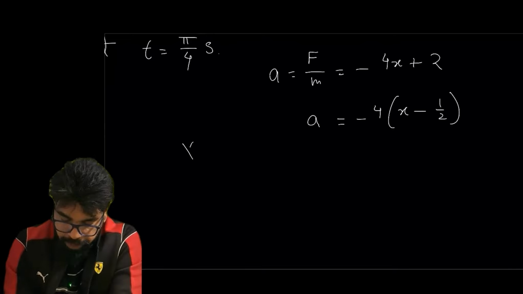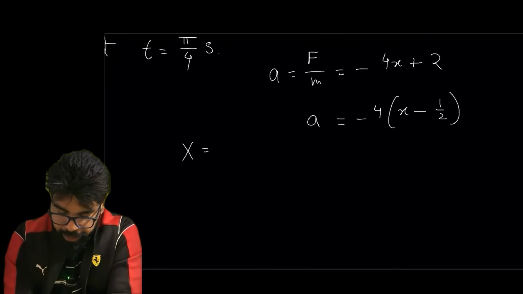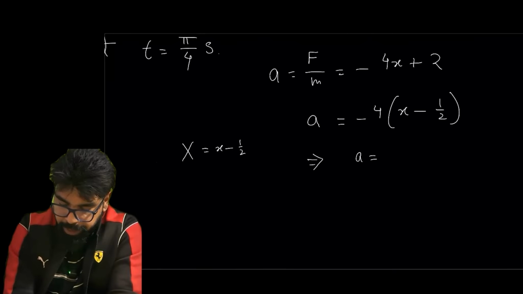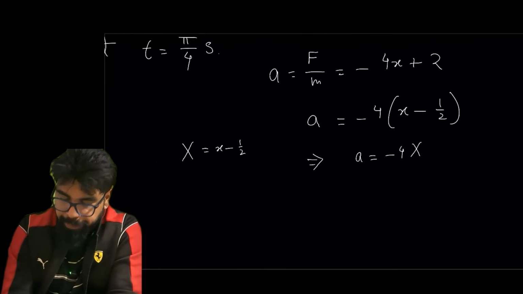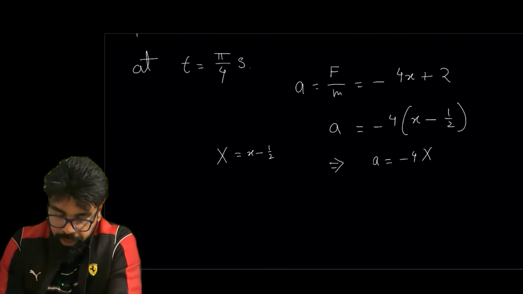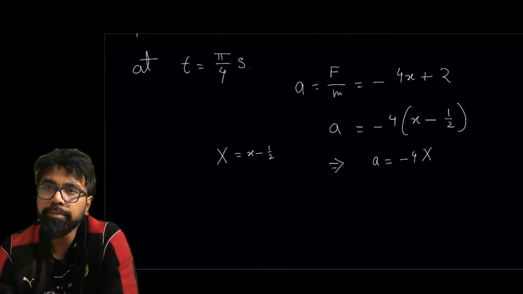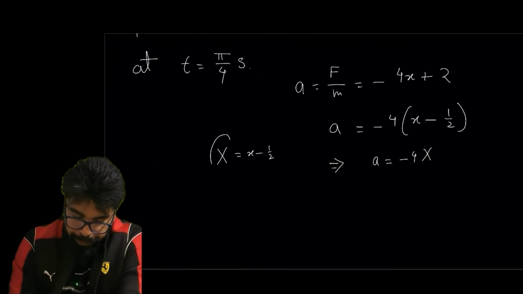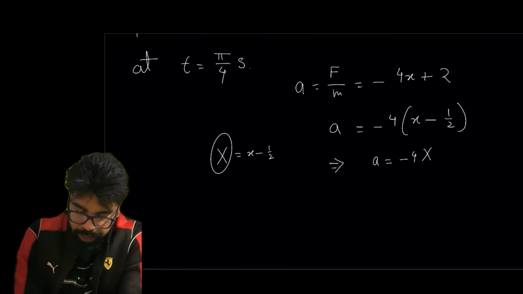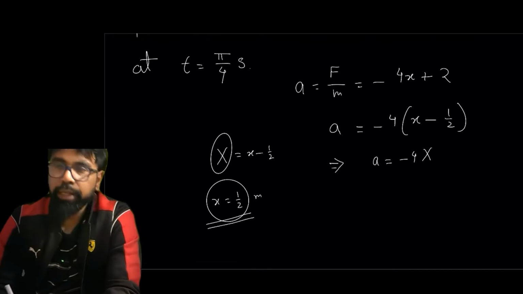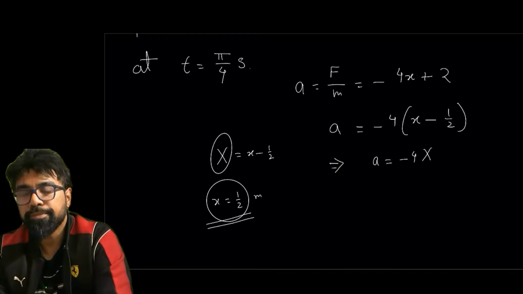So the displacement I'm writing as capital X. Here capital X = x - 1/2. So it implies that a = -4X. So what's the mean position? We know from SHM theory that the mean position occurs at X being 0. So here capital X being 0 means x = 1/2. So x = 1/2 meter is the mean position coordinate.